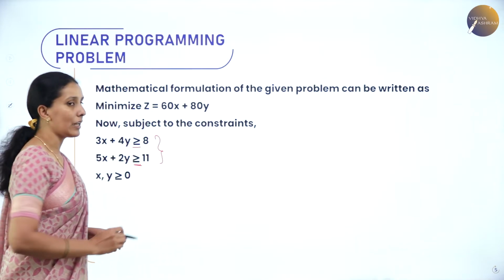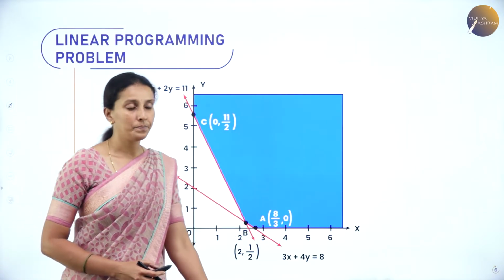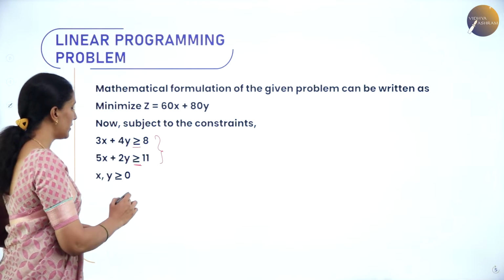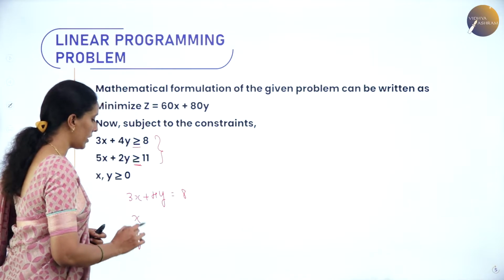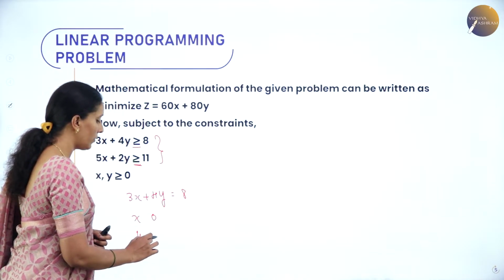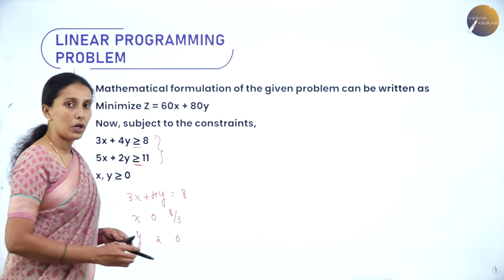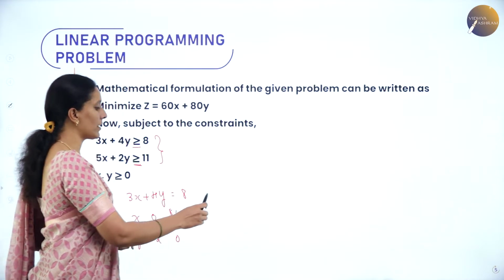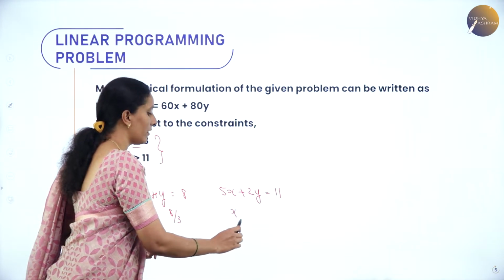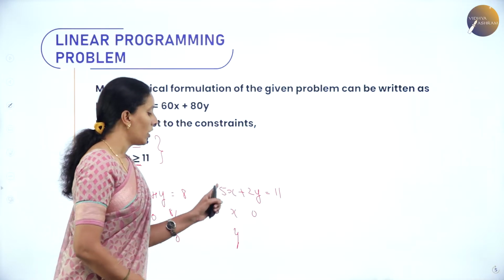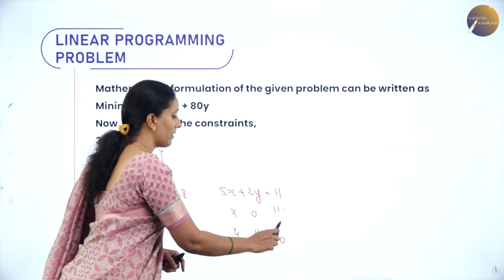So solving these two linear inequalities by taking x and y coordinates, we can clearly see the point we get here. Now as I said, if you take 3x plus 4y is equal to 8, and put x and y as coordinates: if you take x as 0, then you will get y as 2. If you take y as 0, then you will get x as 8 by 3. Similarly, 5x plus 2y is equal to 11. If you take x as 0, you will get y as 11 by 2. And if you take y as 0, you will get x as 11 by 5.